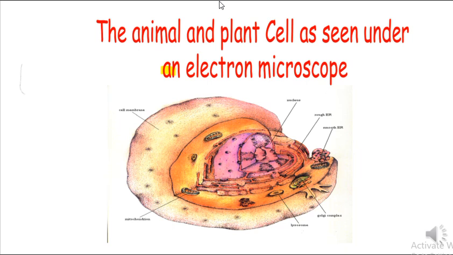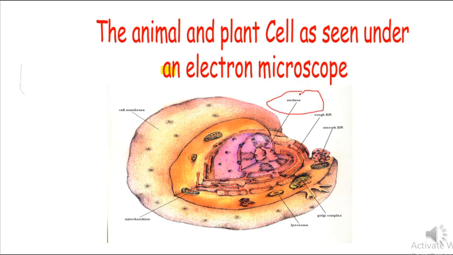Previously we saw the plant cell and animal cell as seen under a light microscope, and the cell structures, which we call the cell organelles, were very few. Basically, the cell membrane, the nucleus, and the cytoplasm are the ones which were seen. But in our case, under the electron microscope, we are able to see more structures, with more cell organelles.